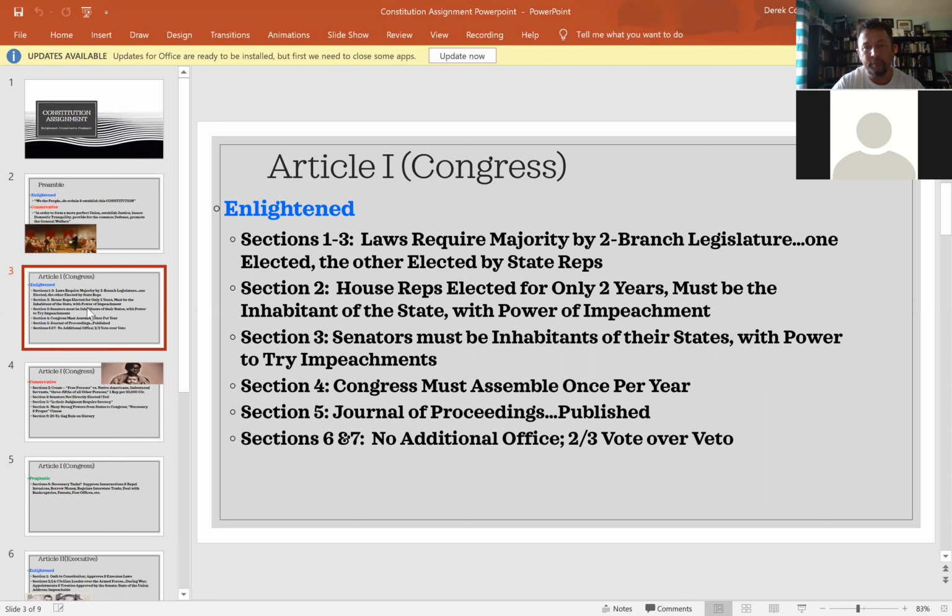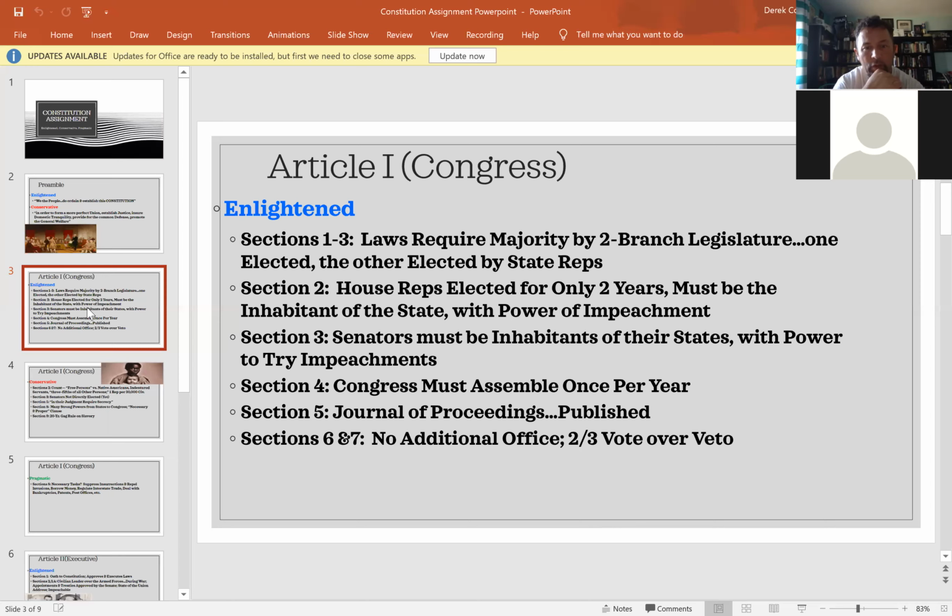And then also there's the power of impeachment, whereby the House of Reps can impeach the president, the chief executive. That again is an example of checks and balances. So I would say that's an enlightened facet of the Constitution. Senators must be inhabitants of their states. So that's kind of enlightened. And they get to try impeachments. Another example of checks and balances. They get to make the final decision on removing or not removing the president who is impeached.